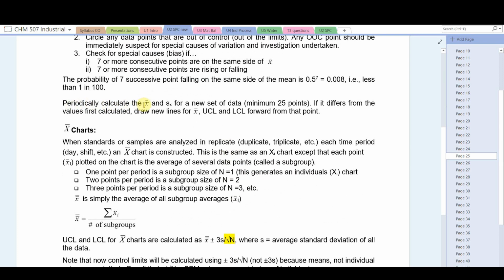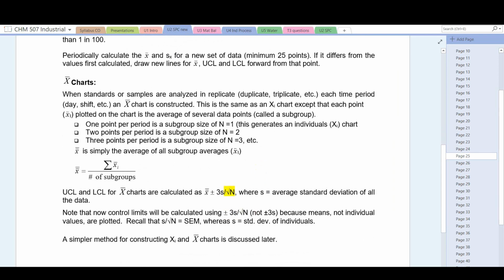Periodically calculate X bar and standard deviation for a new set of data, minimum 25 points. If it differs from the values first calculated, you draw new lines for X bar, upper and lower control limits from that point forward. So that's an individuals chart, 1 point per day. X bar charts: when standards or samples are analyzed in replicate, duplicate, triplicate, etc., for each time period, for each day or for each shift, then we construct what's called an X bar chart.